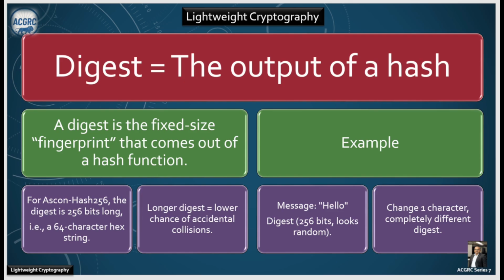The digest would be 256 bits. It would look random. Now if you change one character, it would be a completely different digest. But do remember, it will still be 256 bits long.